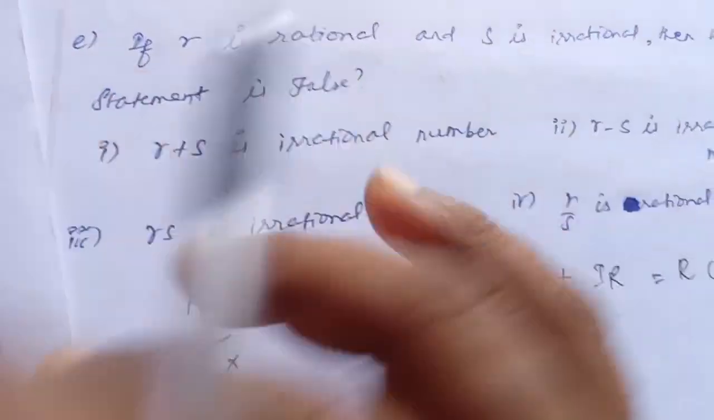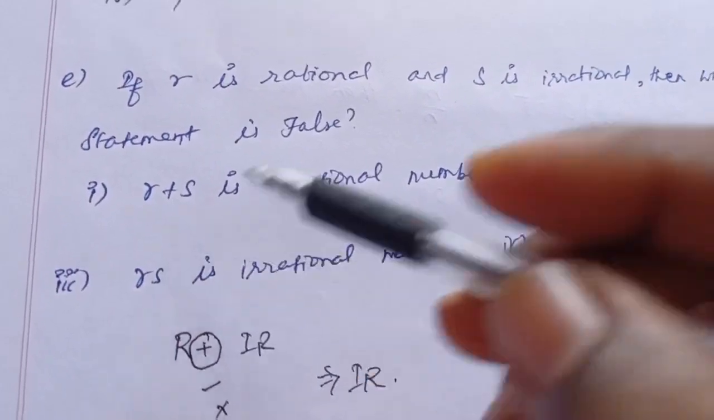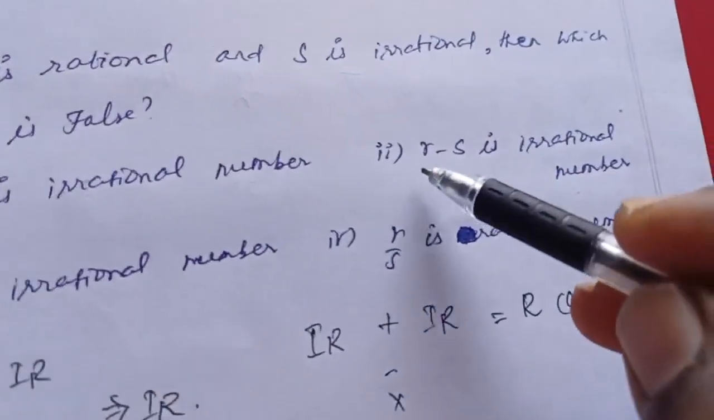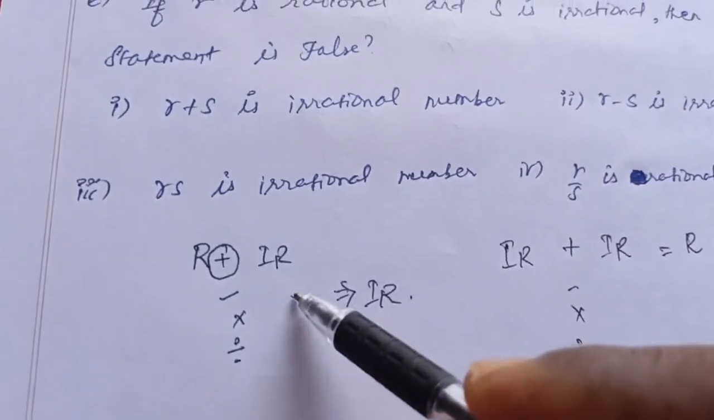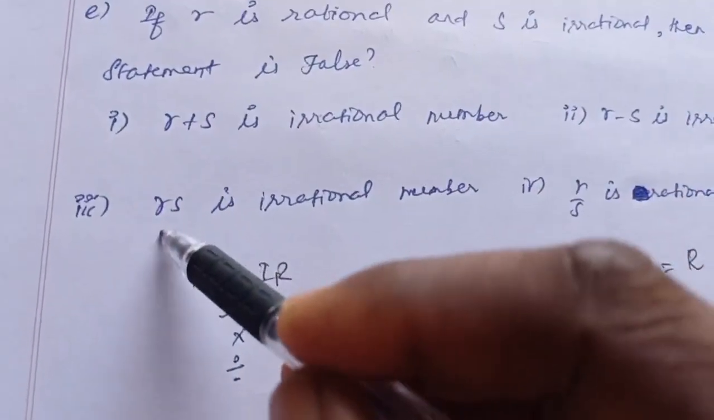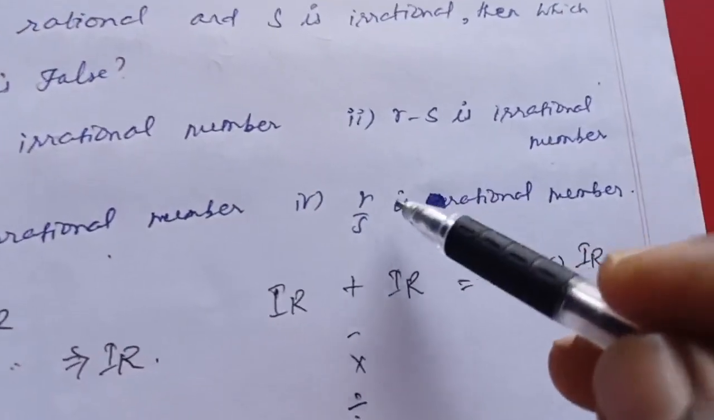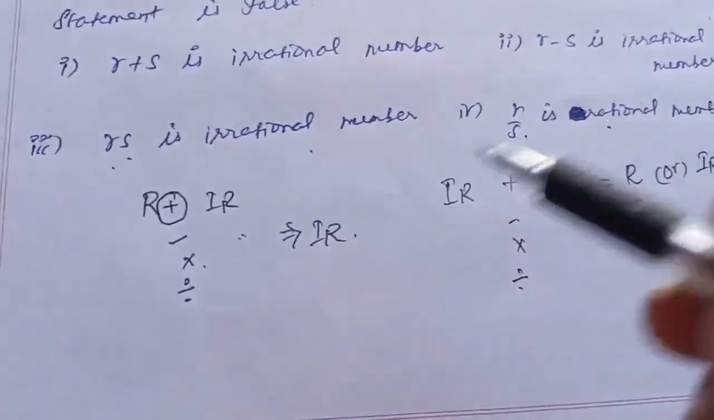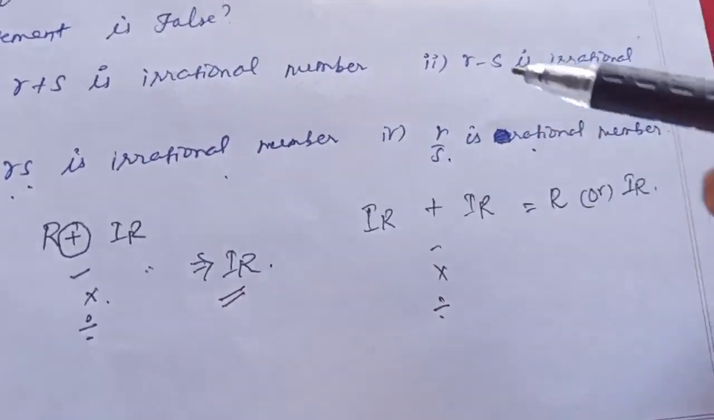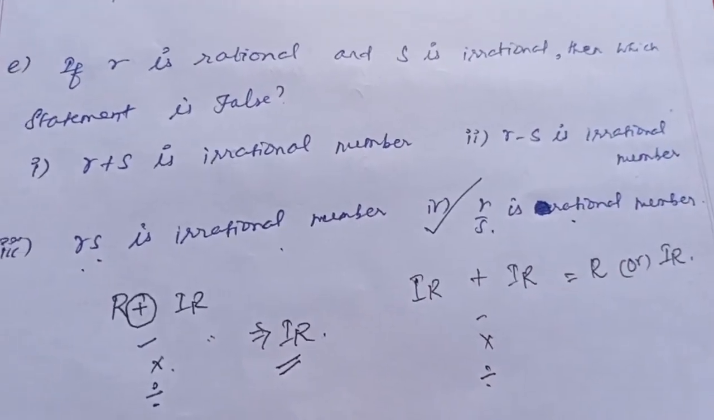So here you can check. What are you going to check? R plus S, rational number plus irrational number is irrational. So this statement is true. Rational number minus irrational number, this is also an irrational number. So this condition is satisfied here. Rational number into irrational number, so multiplication is also an irrational number. Rational number divided by irrational number is given as a rational number, but what answer should we get? Irrational number. So the statement which is false is statement number 4.